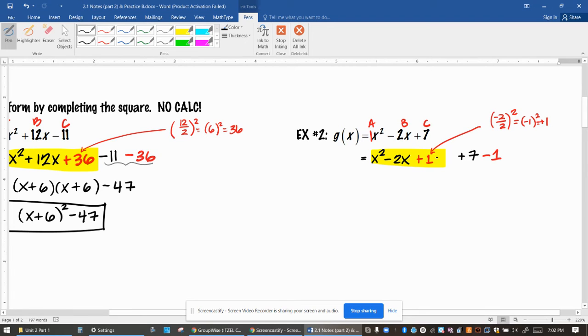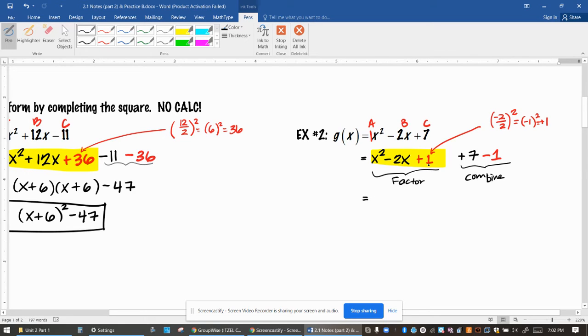So if you're wondering, okay, if we're going to add 1 and subtract 1, then why the heck did we write it? Because we've now created a trinomial that can be factored into two of the same binomials, and you can combine these two terms. So let's do that.